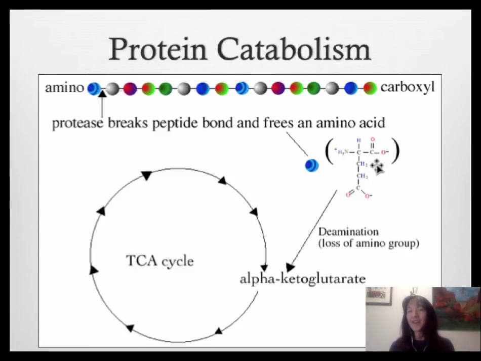But while you're thinking about that, recognize that in order for amino acids to get degraded, they have to lose their amino group. That forms ammonia, which is toxic and has to be cleared. For us, we clear it as urea. Not all organisms do. But that's one way of getting rid of it. So deamination has to take place.